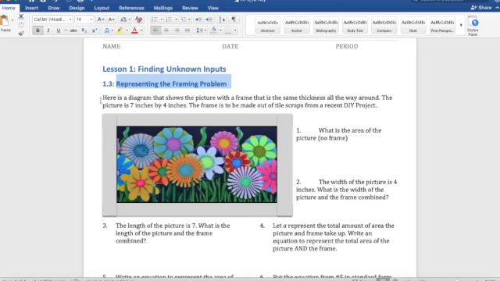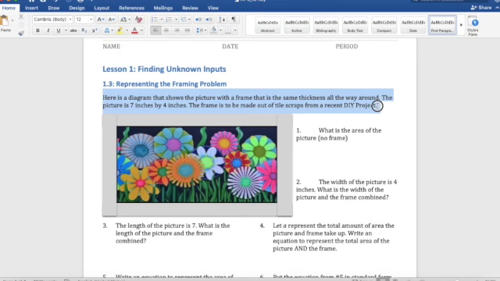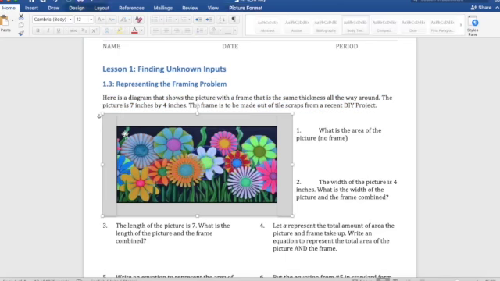So here is a diagram that shows a picture with a frame that is the same thickness all the way around. The picture is 7 inches by 4 inches. The frame is to be made out of tile scraps from a recent DIY project. So the picture is a 7 by 4, and they're going to put a nice tile border around it. So let's answer the first couple questions.